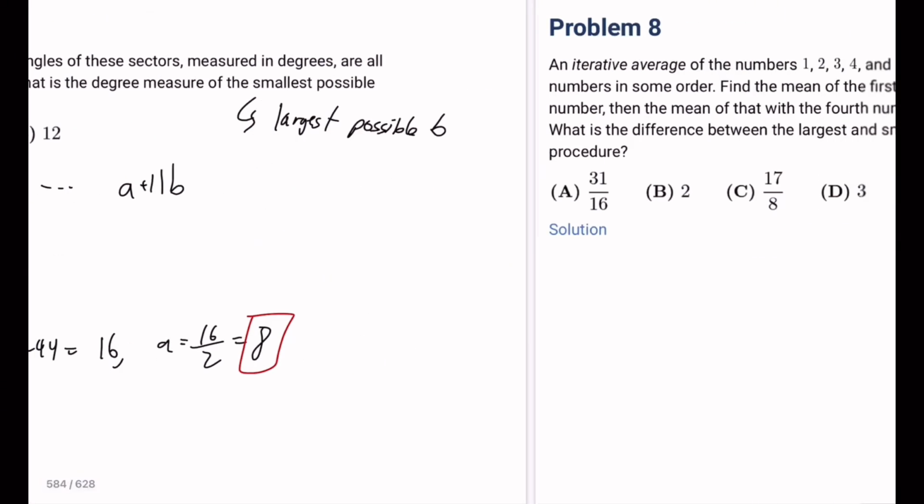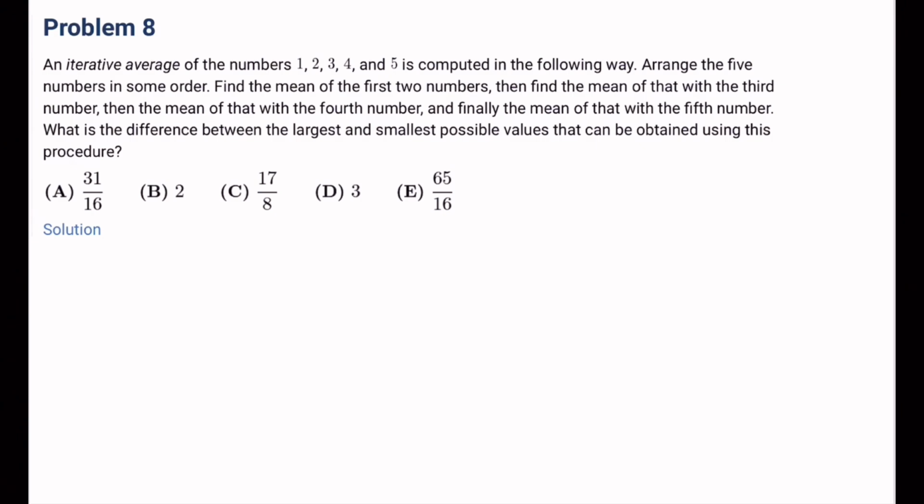It's C. Number 8, an iterative average of the numbers 1, 2, 3, 4, and 5 is computed in the following way. Arrange the 5 numbers in some order, find the mean of the first 2 numbers, then find the mean of that with the third number, then the mean of that with the fourth number, and finally the mean of that with the fifth number. What is the difference between the largest and smallest possible values that can be obtained using the procedure?